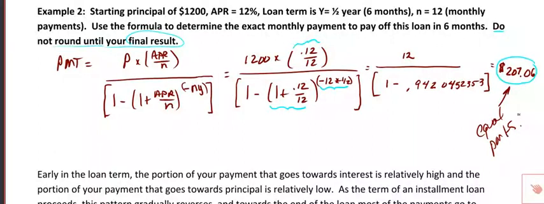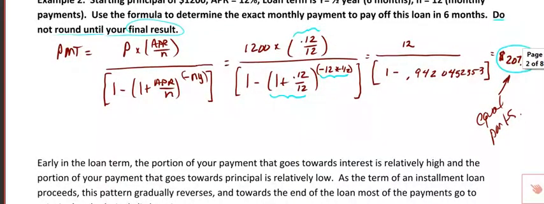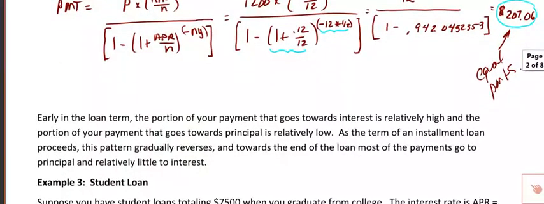Now, when you're working with a loan, early in that loan, the largest portion of your payment goes towards interest. That's relatively high. And the portion of your payment that goes towards the principal is pretty low. Now, as the term of the installment loan proceeds, this pattern gradually reverses. And towards the end of the loan, most of your payment goes towards the principal and relatively little of that payment goes towards the interest.